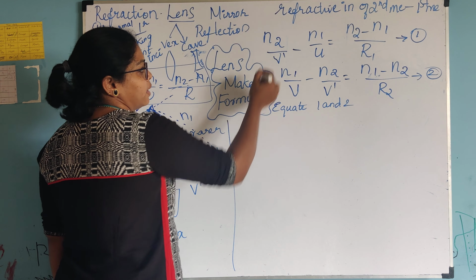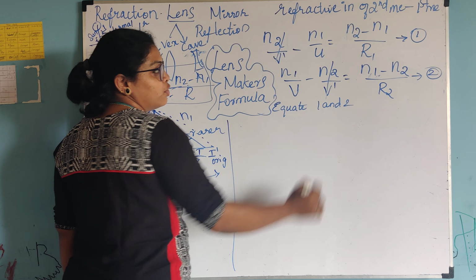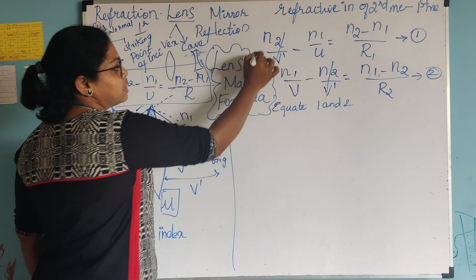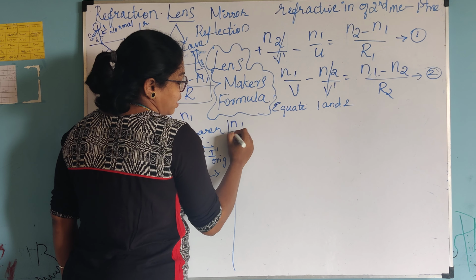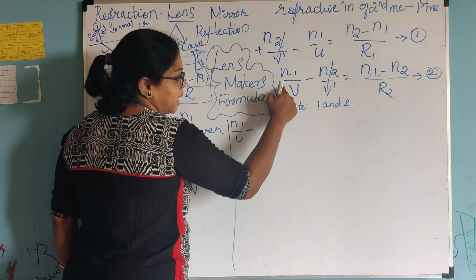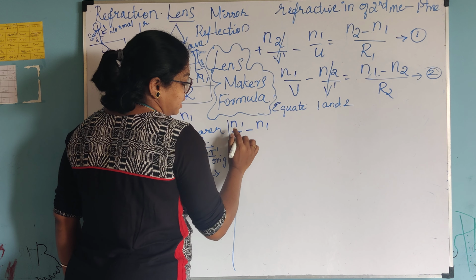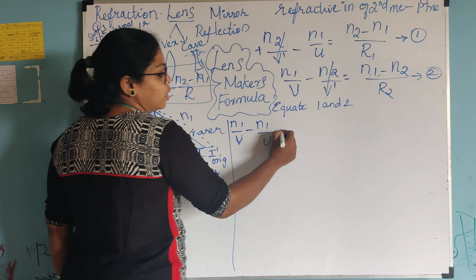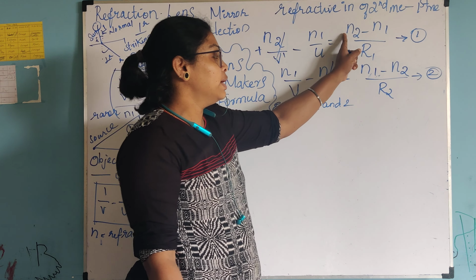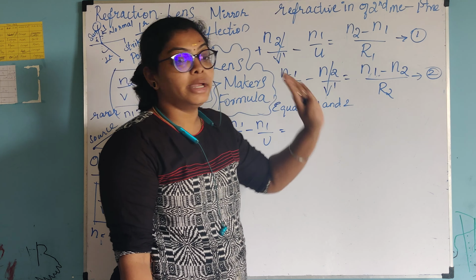So what is common here? This is N2 by V dash and N2 by V dash, so we can cancel. This is plus and this is minus. So what remaining do we have here? N1 by V minus N1 by U, which is equal to, see here, R1 R2, N2 minus N1.